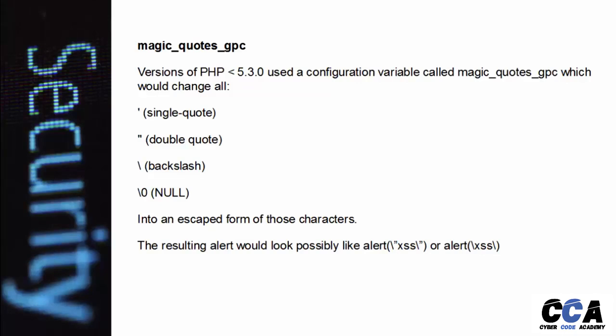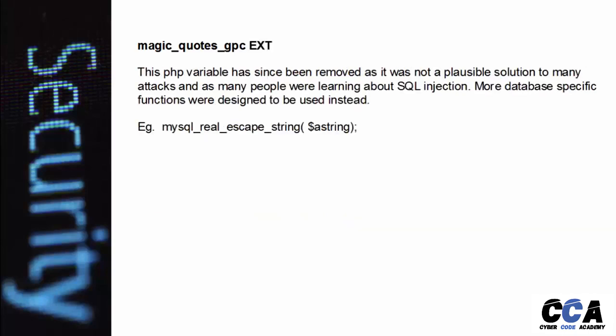magic_quotes_gpc, in versions of PHP less than 5.3, was a configuration variable which would change all of these symbols, that is single quote, double quote, backslash, and null, into an escaped form of those characters. The resulting alert would look possibly like alert backslash quotation XSS, or alert with just backslashes.